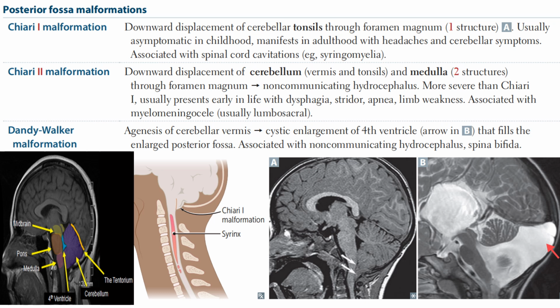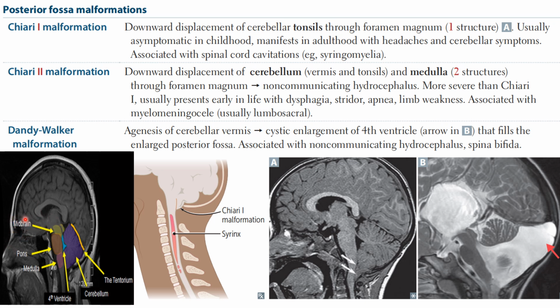Okay, so what we have is posterior fossa malformation. This is going to be the topic in this lecture. So I have created a diagram here in order to understand what are the portions we are going to cover in the posterior fossa in this sagittal view.